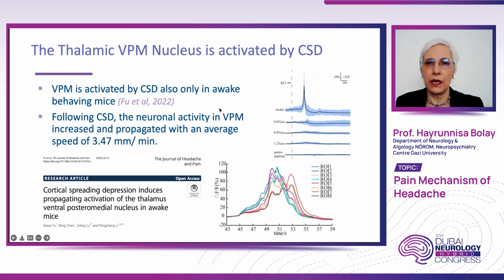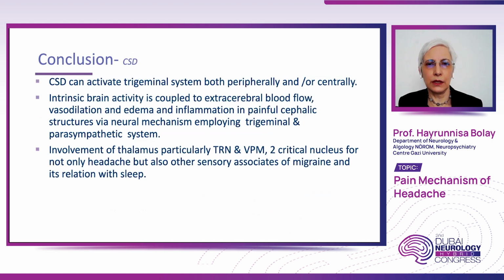But in the awake behaving animal, cortical spreading depression waves propagate to the VPM, and there is propagating activity within the limits of cortical spreading depression. So in conclusion, CSD can activate the trigeminal system both peripherally and centrally, and inflammation and activation of neuron cells are involved in this process, and also involvement of the thalamus, particularly the thalamic reticular nuclei and VPM.